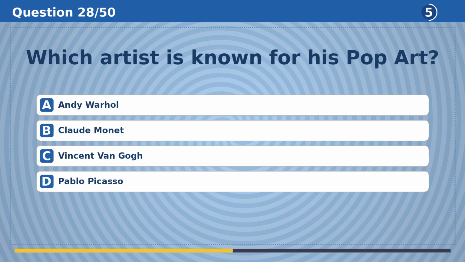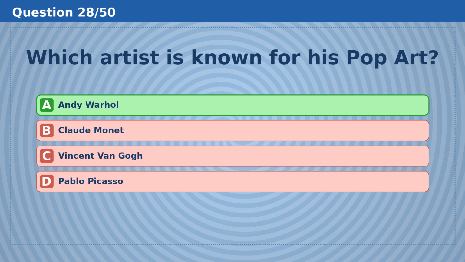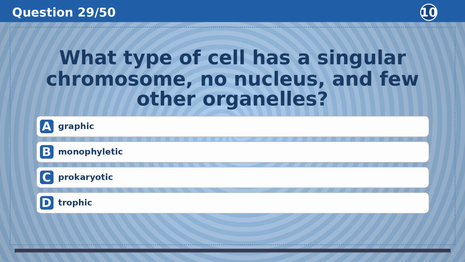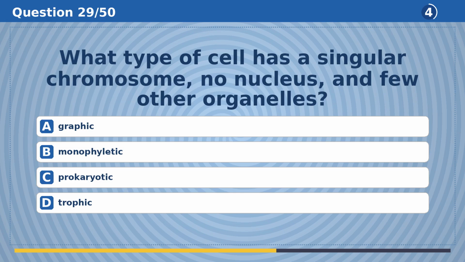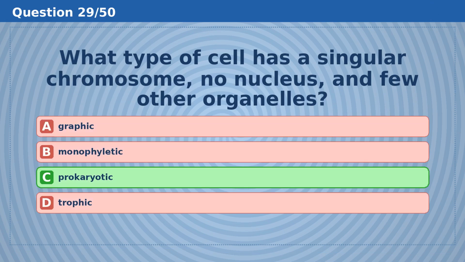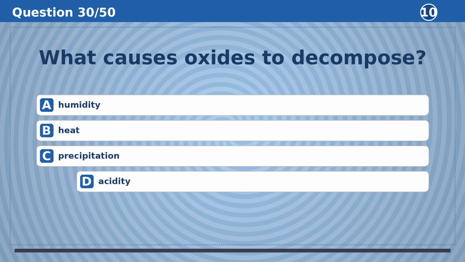Which artist is known for his pop art? The answer is A, Andy Warhol. What type of cell has a singular chromosome, no nucleus, and few other organelles? The answer is C, prokaryotic.